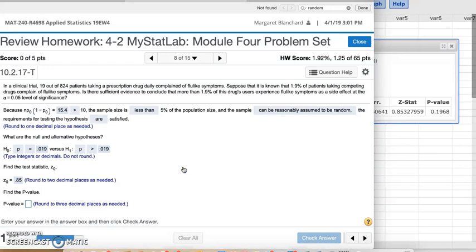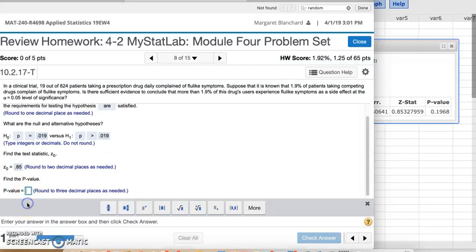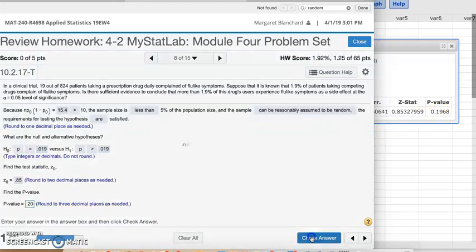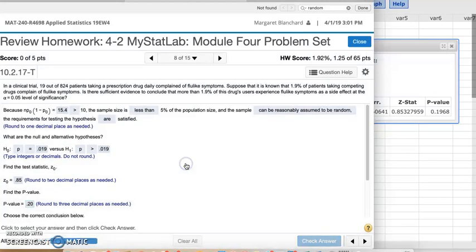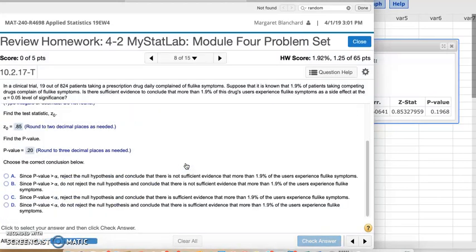All right, find the p-value. Luckily, we already have it. When we round, we end up with 0.20. Check answer. Well done.